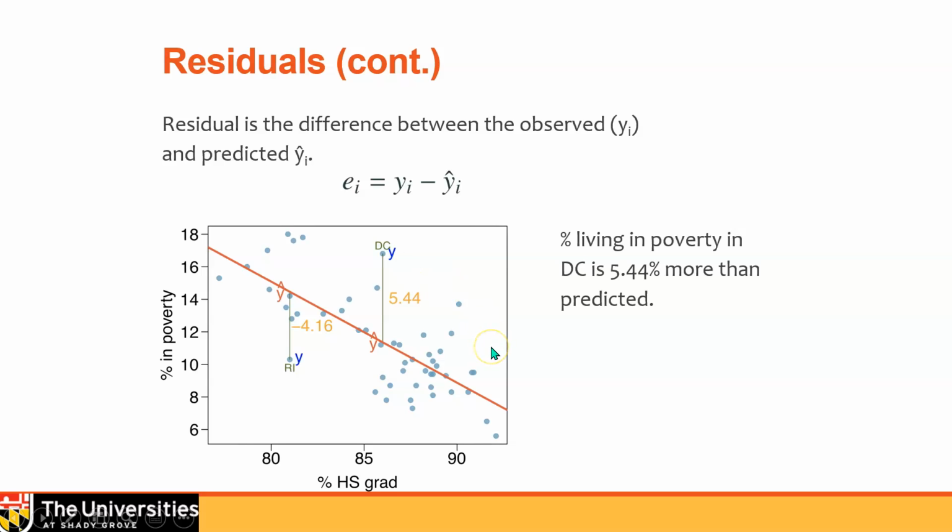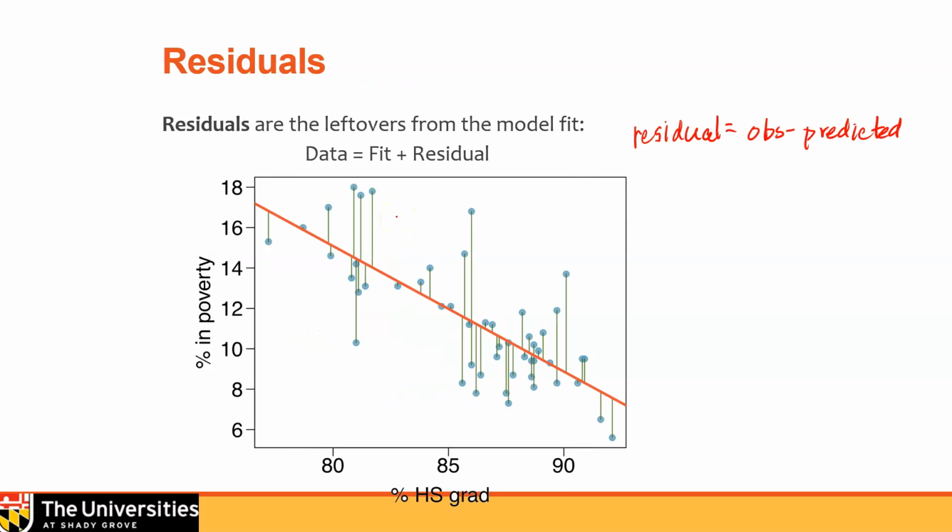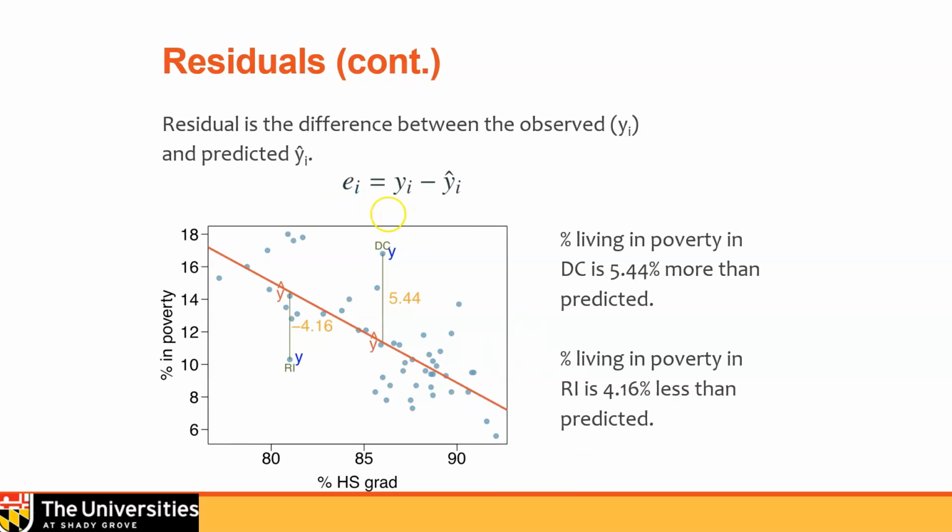It's a type of error. We use e sub i, or sometimes you see epsilon sub i as well, as a symbol to indicate the residual, that error, that difference, right? The difference between what the model predicts and the actual observed value. So Rhode Island has a negative.